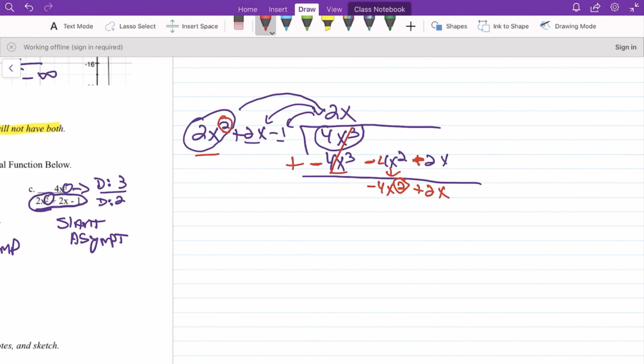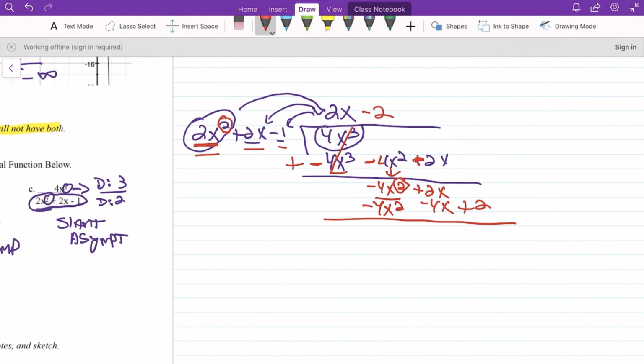So what I need to do is make 2x squared look like negative 4x squared. So I'm going to multiply by a negative 2. All right, that's how we equal that. So we're going to multiply negative 2 times 2x squared, and that's going to be negative 4x squared. Negative 2 times the 2x is going to be minus 4x. And negative 2 times negative 1 is plus 2.